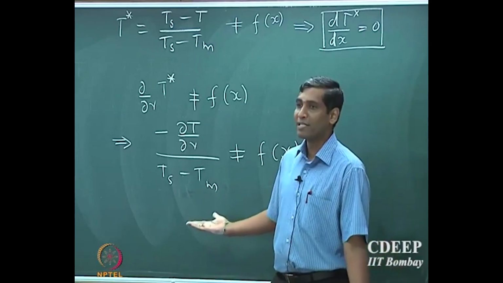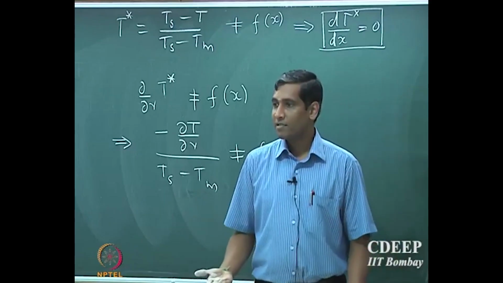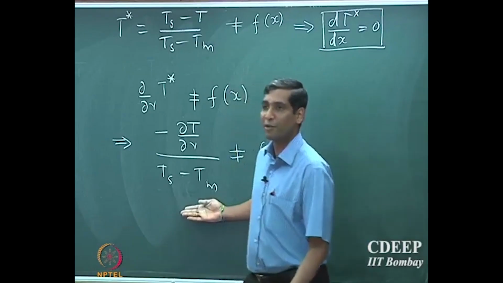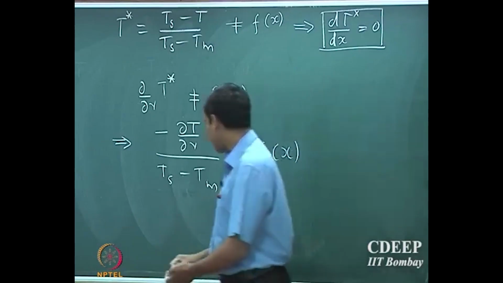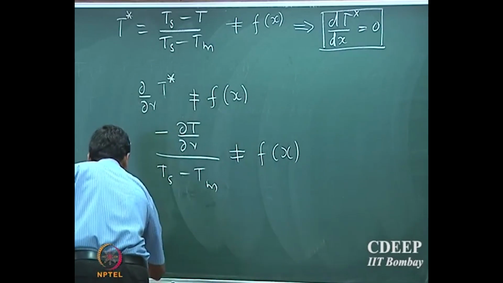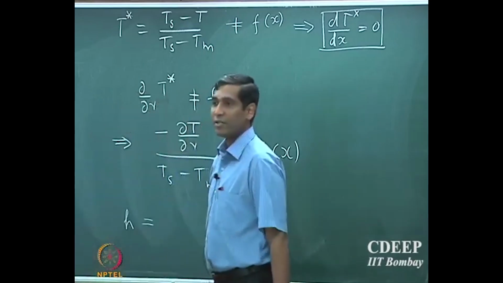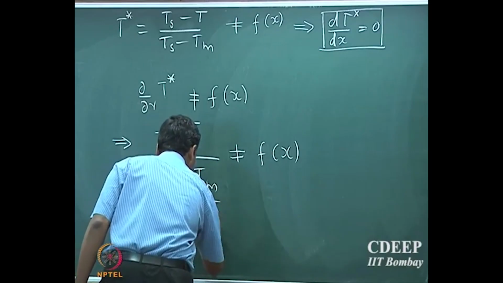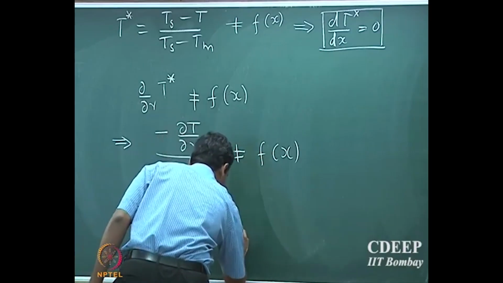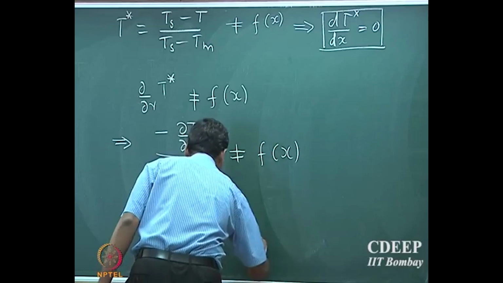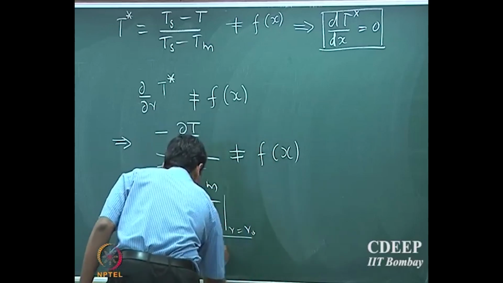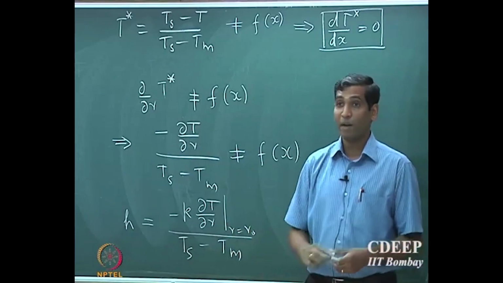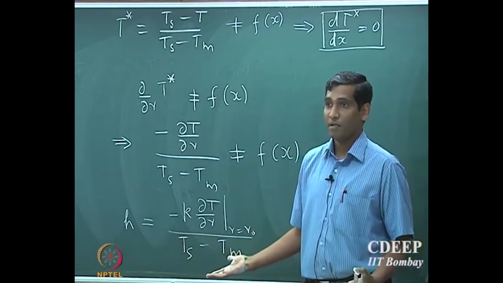It's a form that we have all seen. The heat transport coefficient has a similar functional form, right? So what is the definition of heat transport coefficient? Heat transport coefficient is minus k dT/dr at r equal to r naught, divided by Ts minus Tm, right? So that's the heat transport coefficient by definition.